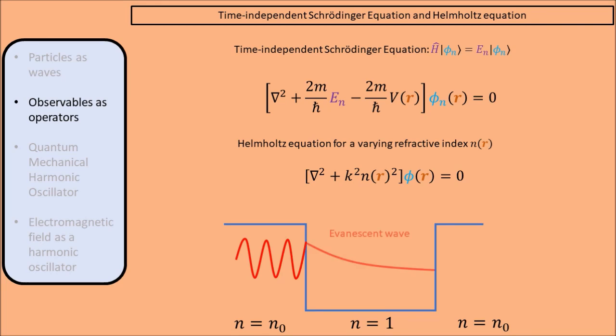Instead, there is an evanescent field that decays exponentially. However, if there is a second medium with a high refractive index, then light can still propagate through the gap. This phenomenon is known as frustrated total internal reflection.